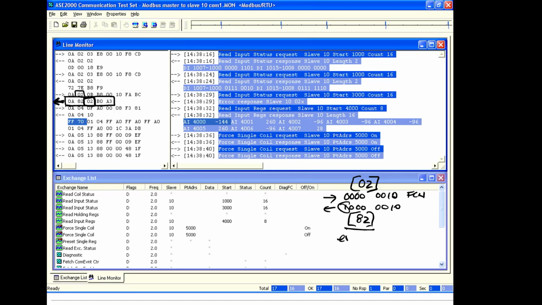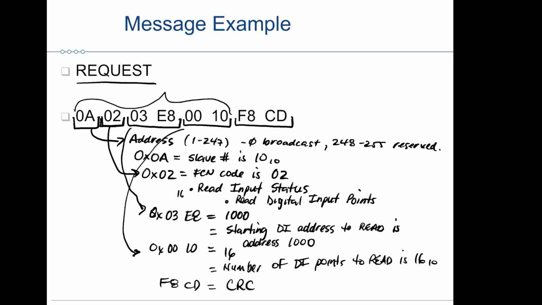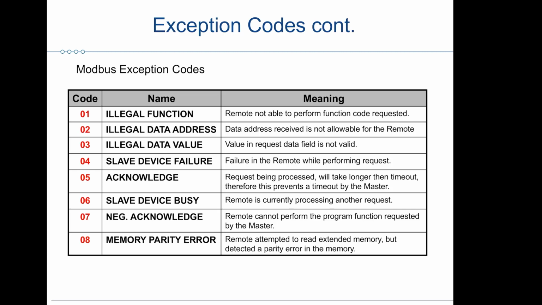So that means our exception code is 02, and we would look that up. And where will we find that? Well, where we see a 02, what it didn't like was the illegal data address. So what it most likely means is that the master was asking for a specific data type at the wrong address. And therefore the server said, I don't have digital inputs at that address, or I don't have analog inputs at that address. And this is the way it indicates so with an exception code.